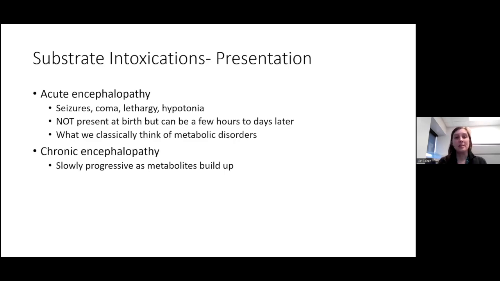The reason it's not present at birth is because mom's enzyme is working appropriately and is able to break down those substrates. Unlike when the baby's born and on their own, they have to be able to do it, and it's not working appropriately. Chronic encephalopathy is slowly progressive as the metabolites start to build up. Usually this happens when the enzyme is working partially, so it's able to break down some things, but not break them all down like it's supposed to.